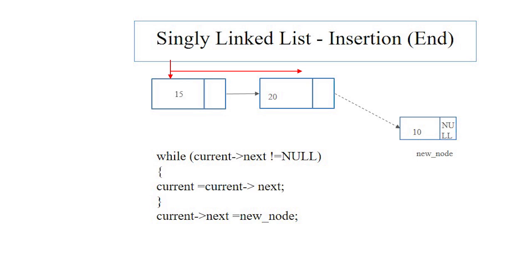By checking this condition: in case this node is not the last node, we change the current position from here to here. Since 20 is the last node, let us consider this will be the current now. Then we change this current node's next field to the address of this new node. Now by executing this statement, it will create the connection between your existing linked list and the new node.